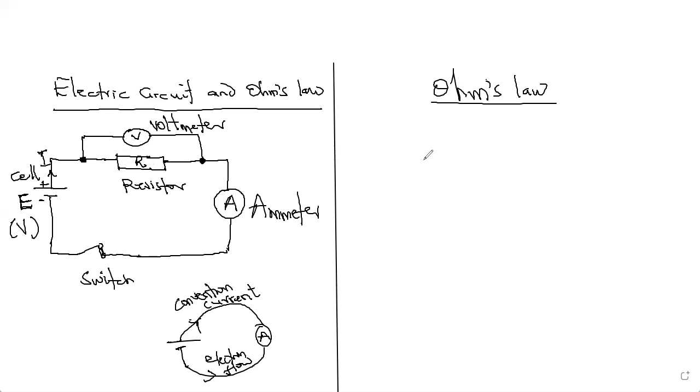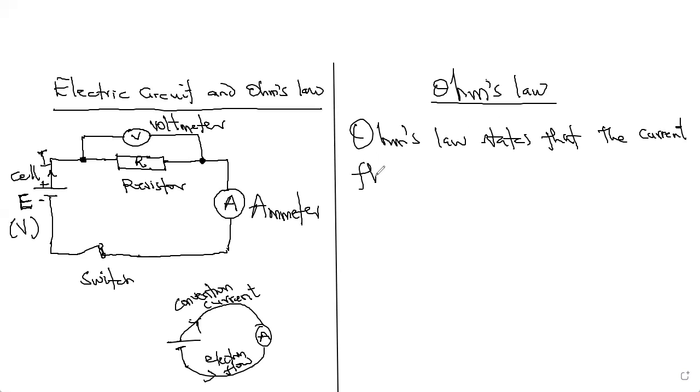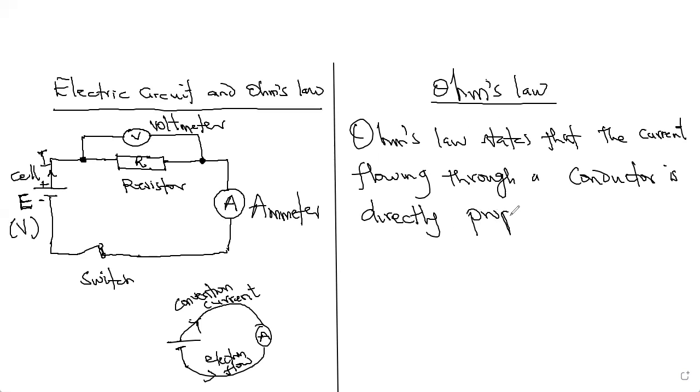Now, if you have to state the law, how do you state the law? Ohm's law states that the current flowing through a conductor is directly proportional to the potential difference.